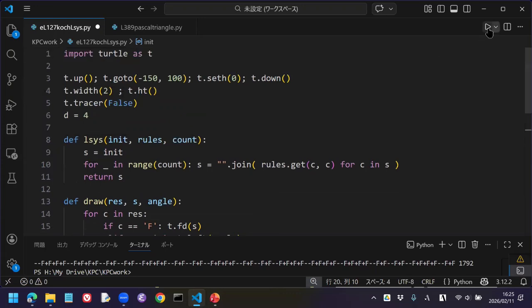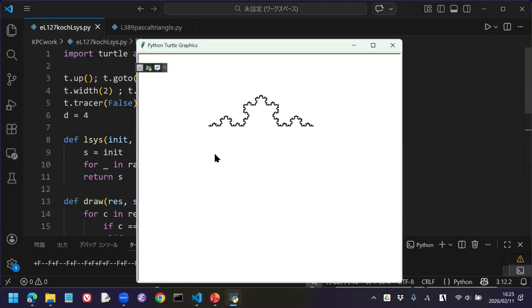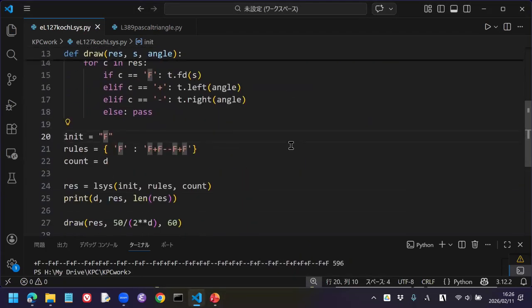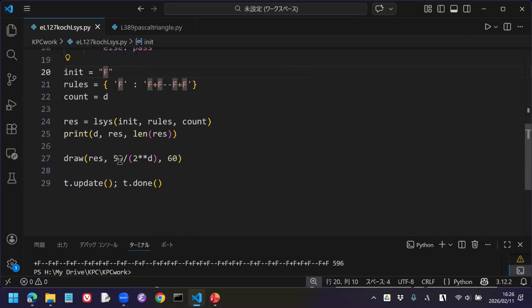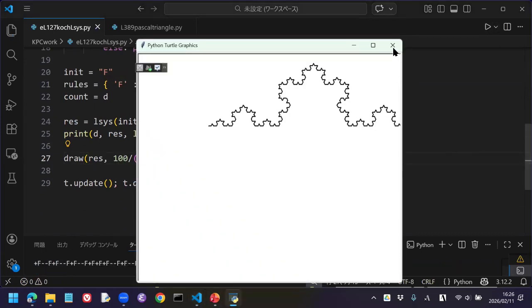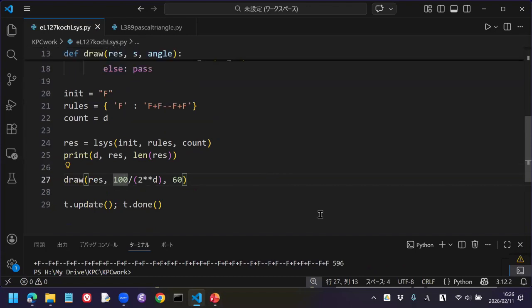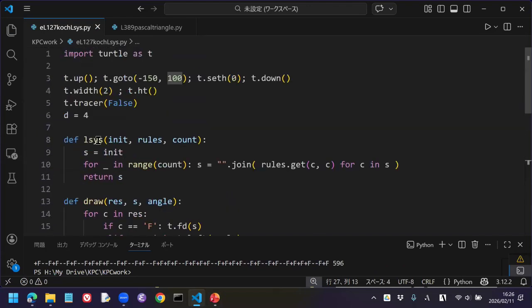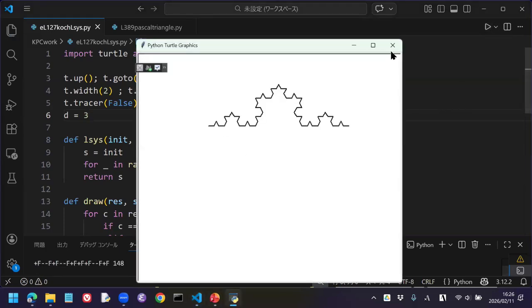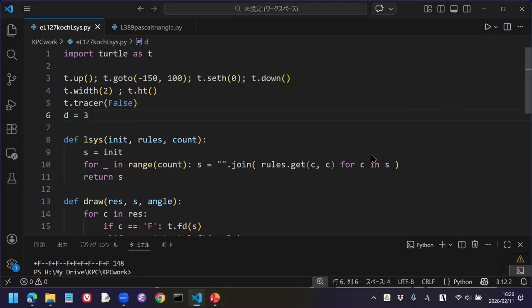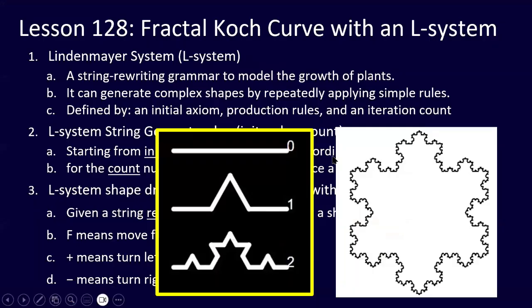Okay, if we run it, we can have the Koch curve as this. If we want, of course, we can enlarge it a bit like this, and see how it looks for d equals, say, 1. Say d equals 3. Okay? So today we're going to draw the Koch curve, variations of Koch curves and other curves.